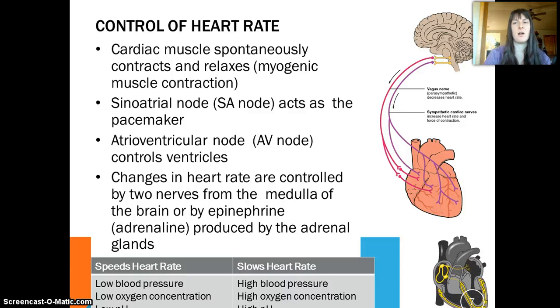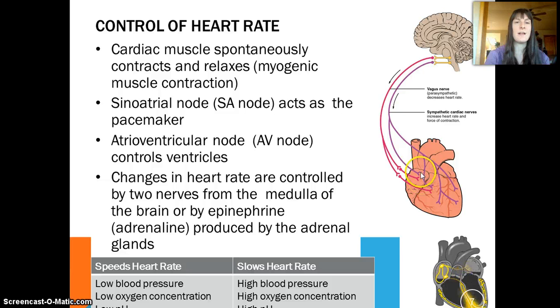Now, how fast the heart is going to squeeze is dependent on several different things. So control of heart rate happens a couple different ways. First of all, the way that cardiac muscle works is that it's going to spontaneously contract and relax in conjunction. That's called myogenic muscle contraction. It's a special type of cardiac muscle that allows that to happen. There's going to be a little node found approximately there. That little node is known as the sinoatrial node, or the SA node. That is going to be the pacemaker.